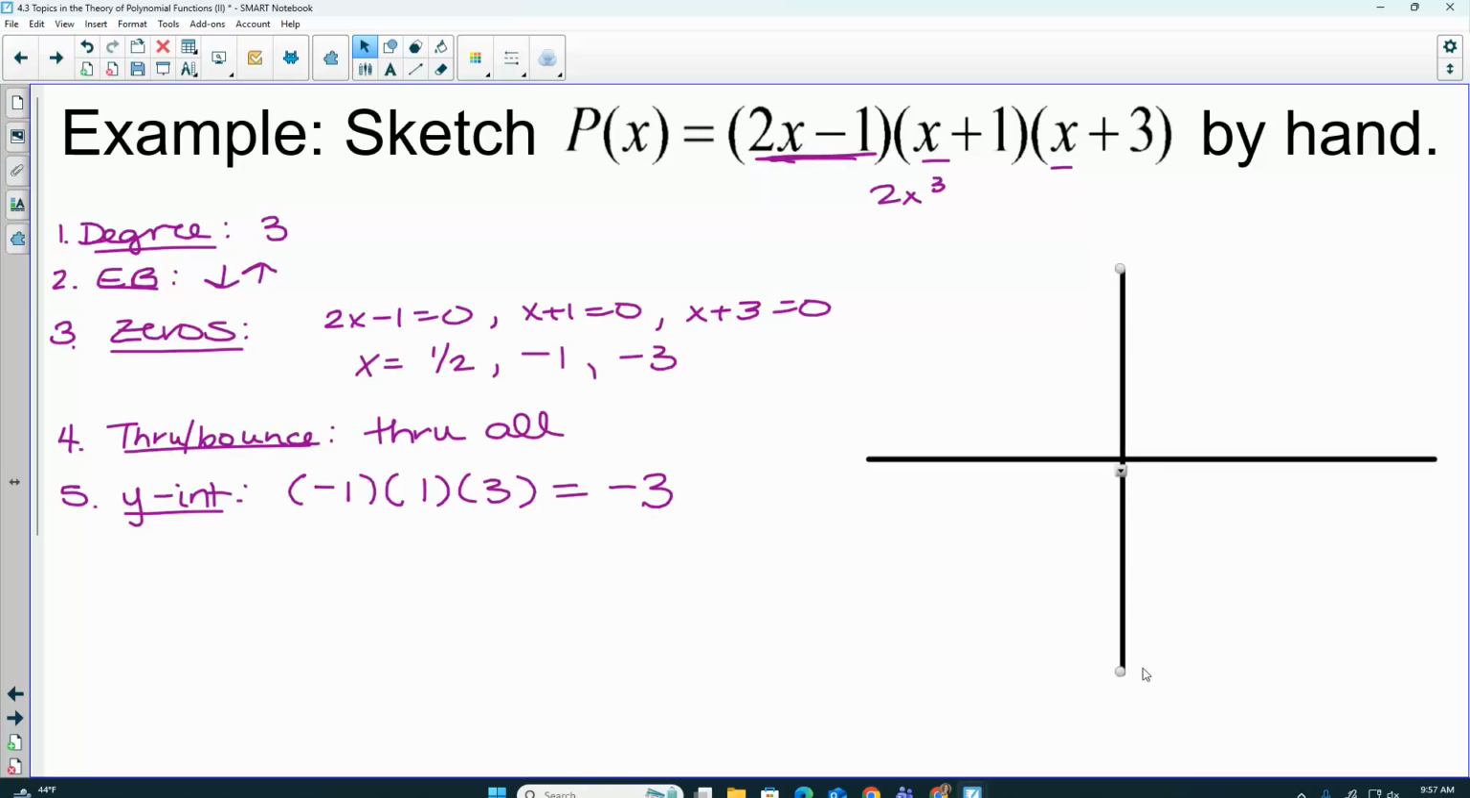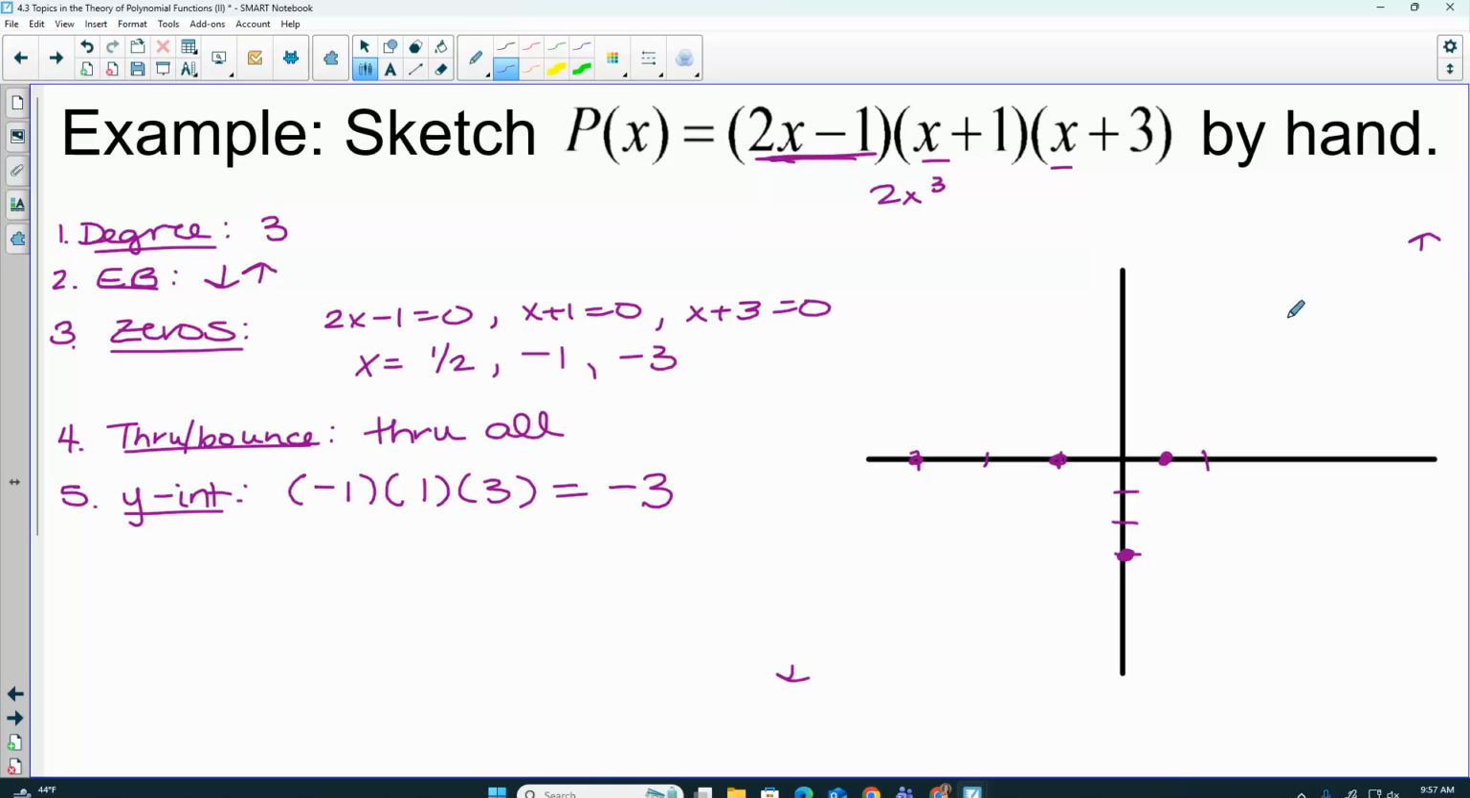Okay, so when I look at this, my end behavior is down, up, so I know my graph should start down here and end up here. Zeros, that's where I hit the x-axis. So at positive 1/2, -1, and -3. My y-intercept is -3. So I hit my y-axis at -3. So I plot my zeros and my y-intercept.